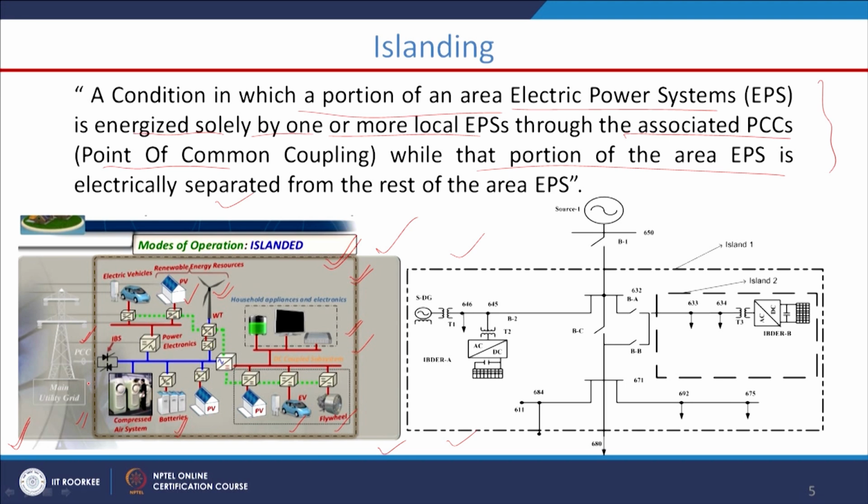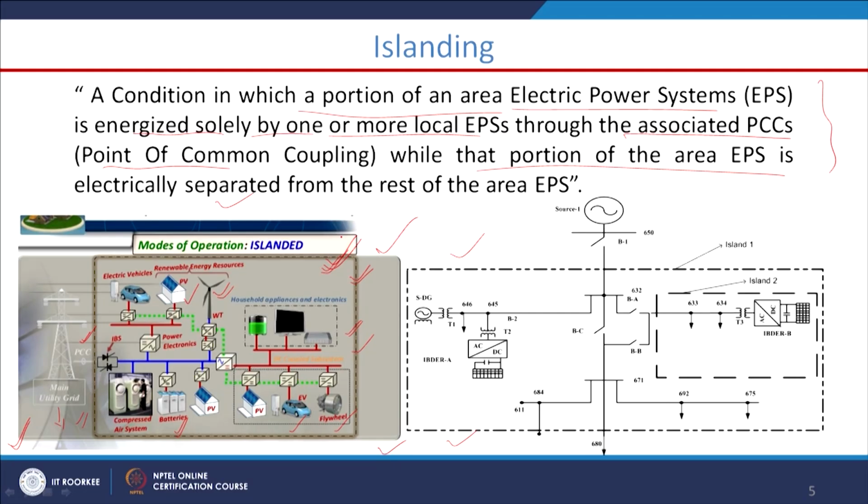If, due to a fault at the main grid side at this point of common coupling, the main grid is isolated or disconnected from the microgrid using some circuit breaker system, obviously at that time this microgrid is going to be islanded from the main grid. That means the microgrid is no longer connected to or getting power from the main substation or main supply. That is the meaning of islanding.